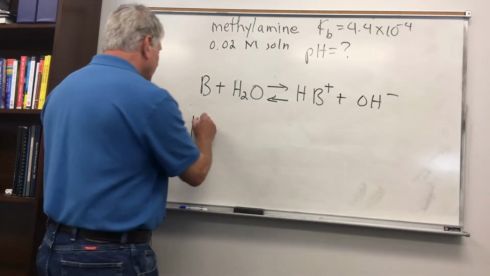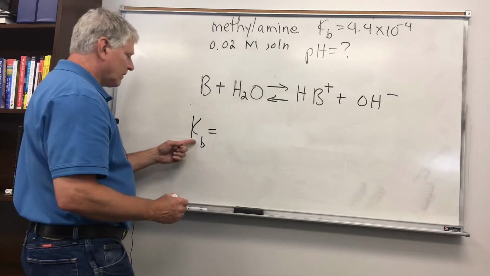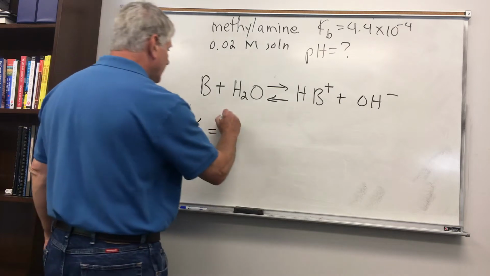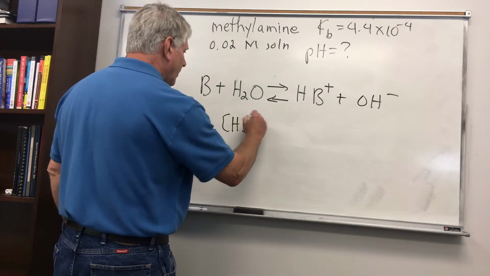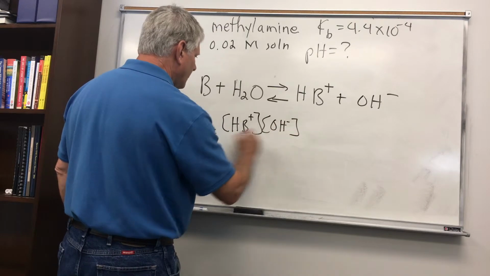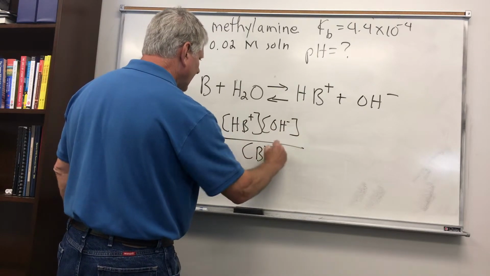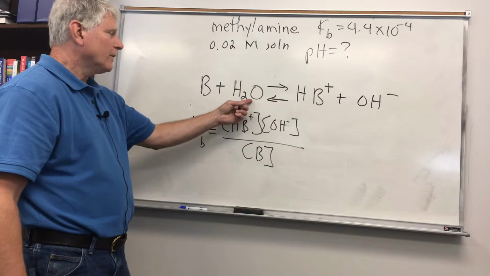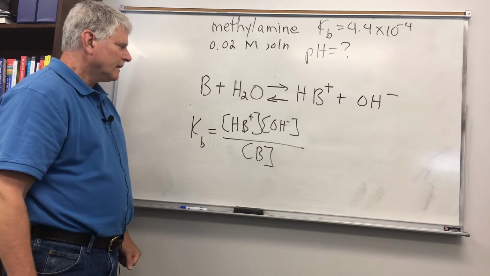So we have our equilibrium expression. We call it K sub B, for base. It's the concentration of the products divided by the concentration of the reactant. Water is a pure liquid. We don't include it in the equilibrium constant.